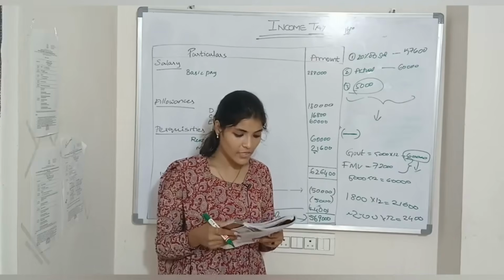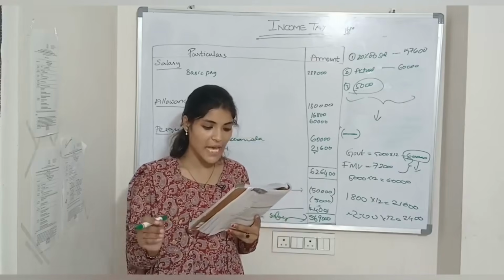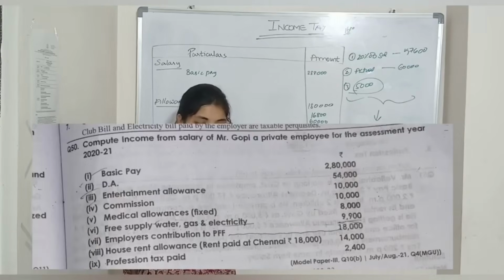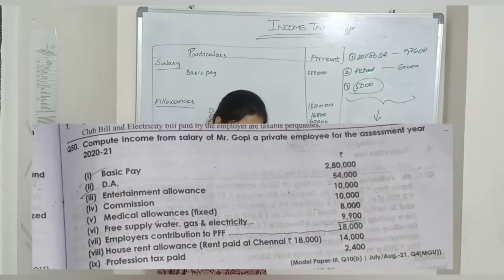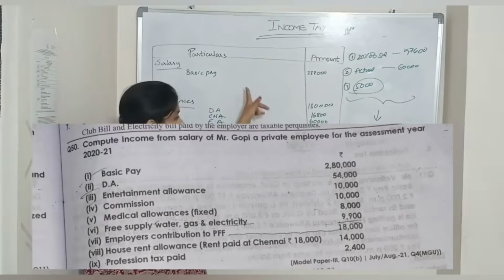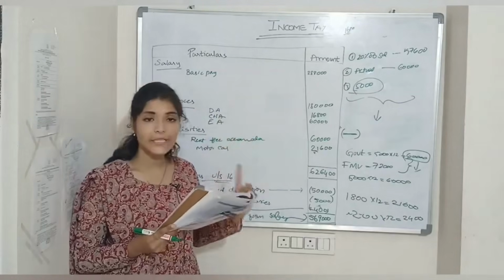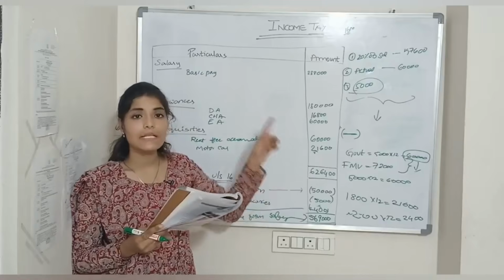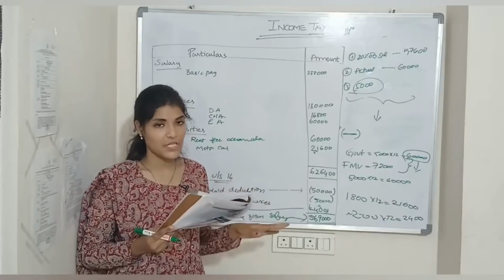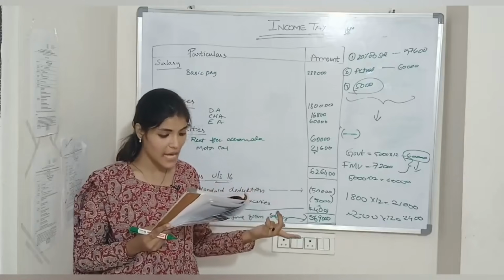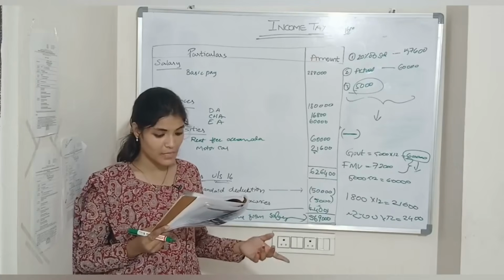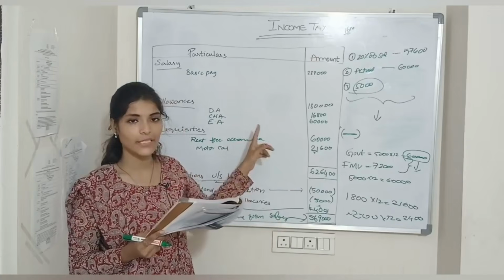And the next question is: compute income from salary of Mr. Gopi, a private employee, for the assessment year 2020-2021. Basic pay here. DA means dearness allowance, allowances side. Entertainment allowance, allowance side. Commission will come under the section of salaries. Medical allowances. Allowance you are getting means allowance.